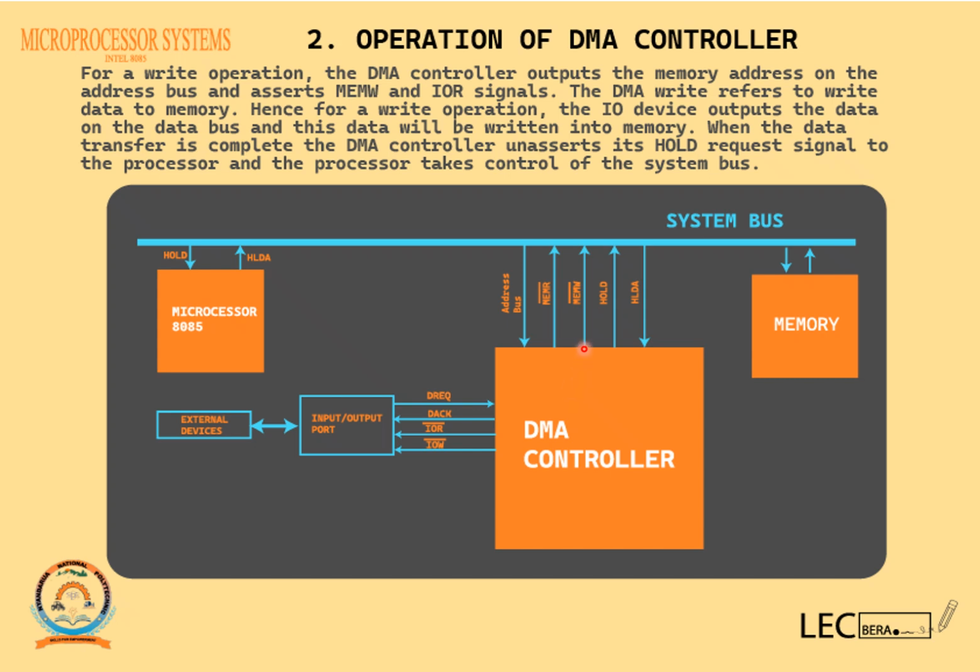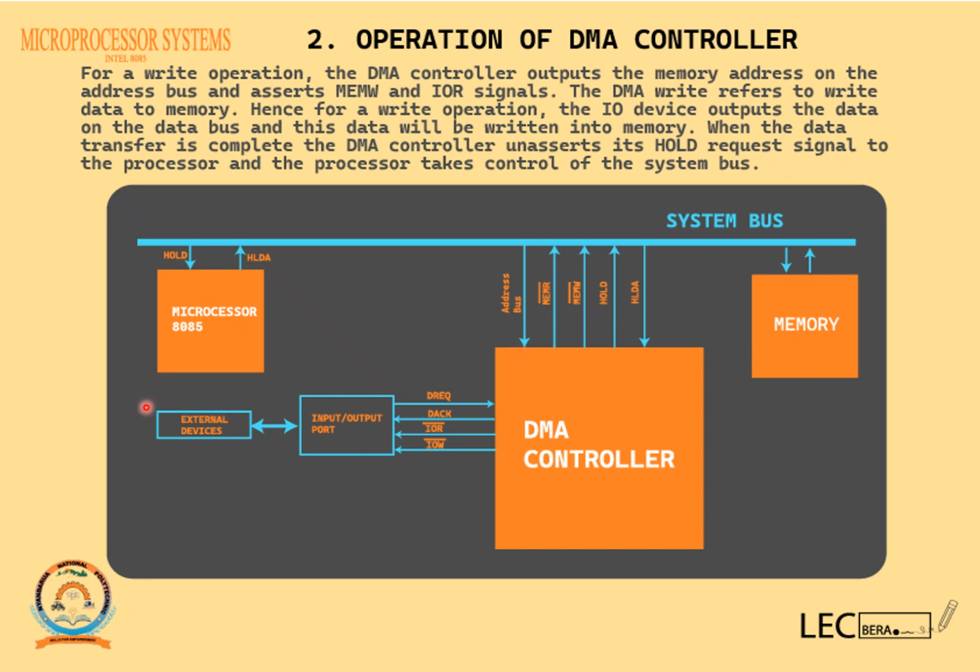That is the memory write signal. This signal is going to be asserted low, and the input output read signal is also going to be asserted low. By asserting this low, it means that we are going to read data from the address. And remember that address was shared earlier by the microprocessor through the address bus.